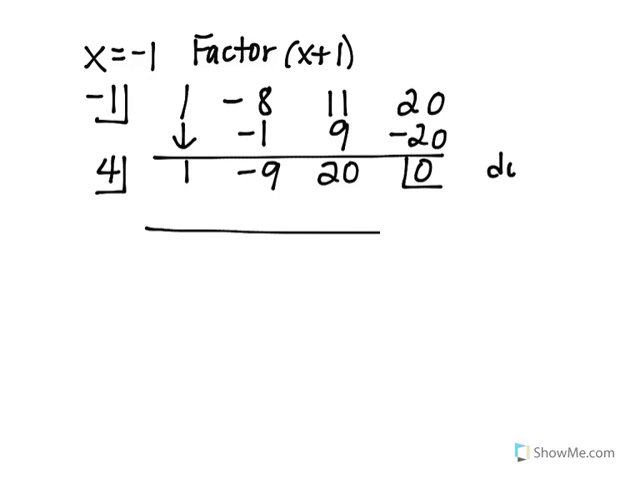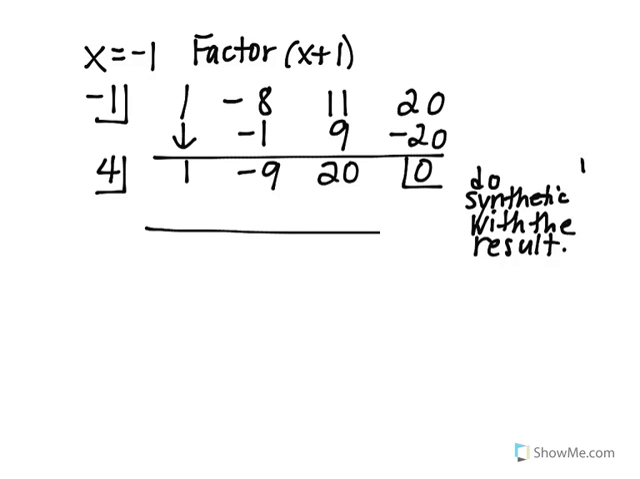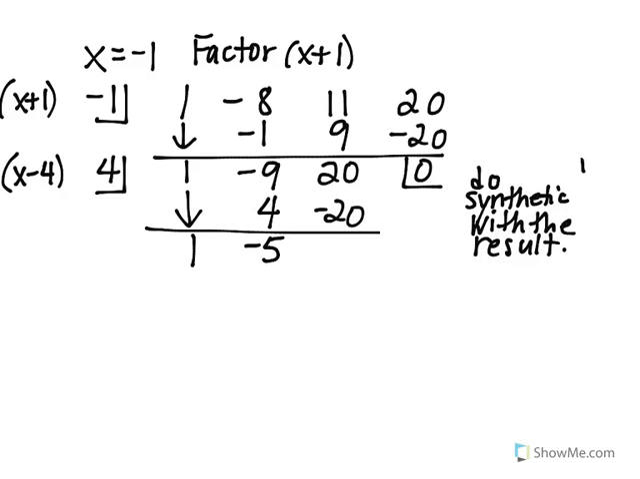So do synthetic division with the result. We'll use the 4. Remember, the factor that's going to go with 4 would be x minus 4. And actually, it might help to even just write what the factors are on the side here for when you go to use it later. So we'll bring this down, multiply, and we get 1, -5, and 0.